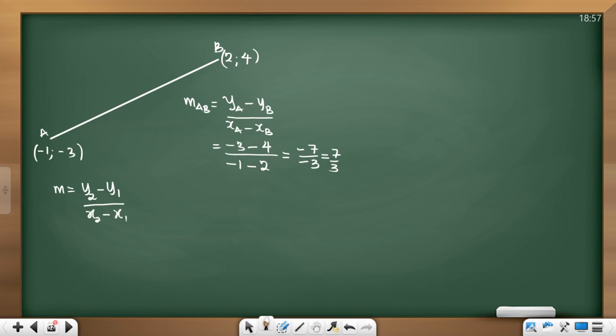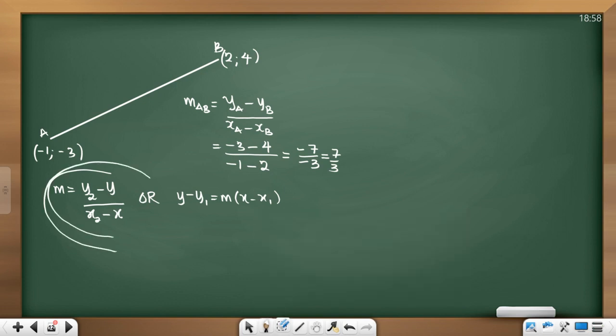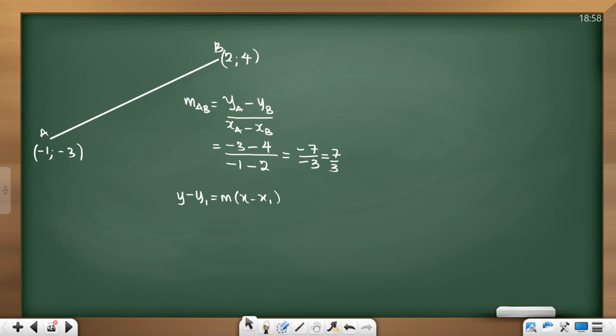But now, if I want to use this to get the equation of a line, this is what I am going to do. I am just going to leave my y there, all right? Or sometimes you will see the equation on the formula page when you get to grade 12 is written y minus y1 equals to m times x minus x1. Okay, let's use that. It's actually the same thing, all right? y minus y1 equals to m times x minus x1.